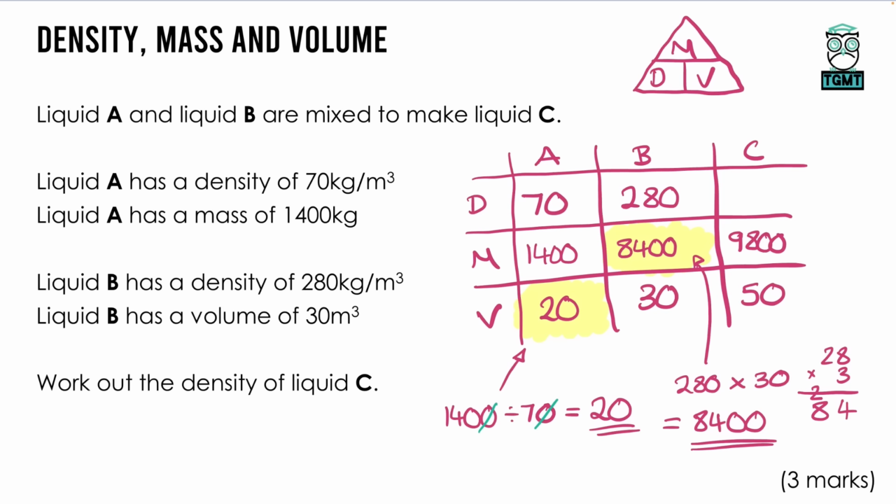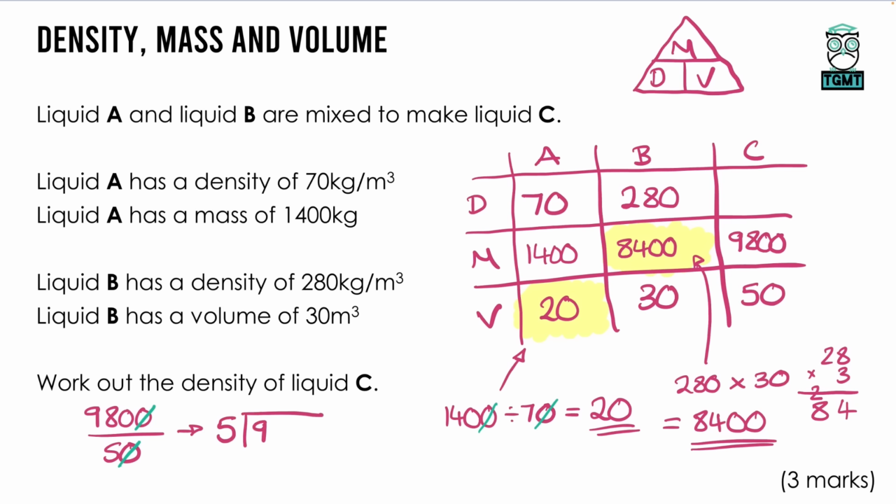And to work out density, we need a mass and a volume, which we now have. We just actually need to do the calculation 9,800 divided by 50. So if we're going to do 9,800 divided by 50, we could write that as a fraction or as a divide. But again, when we're dividing, we want to get rid of one of these zeros, top and bottom, just to make that division a little easier. So instead, we're going to do 980 divided by 5. We can do bus stop division for that.